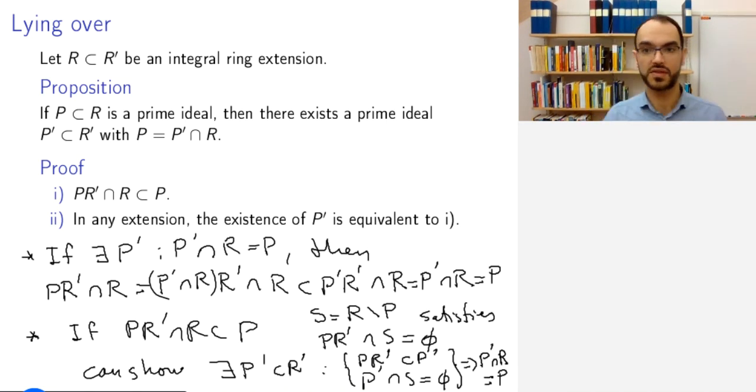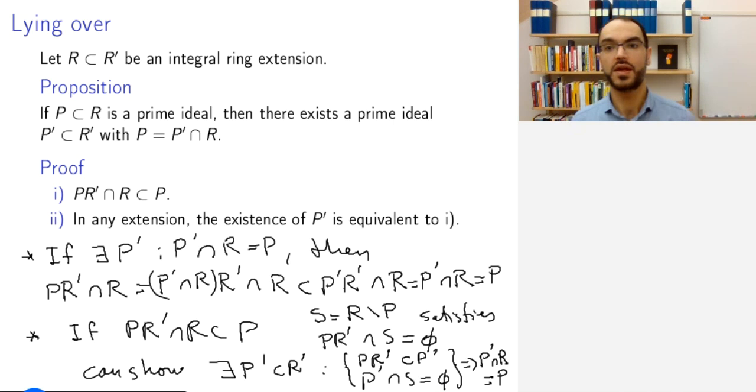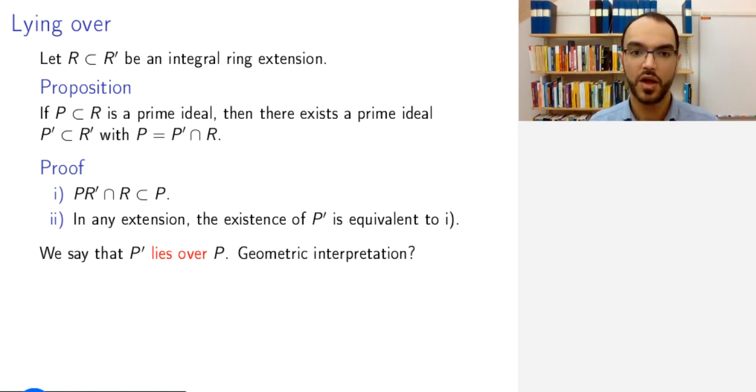So the idea here is to use the fact that in the localization, things are included in maximal ideals and they come from prime ideals in R prime. So we don't construct P prime constructively, but we know that it exists. When we have this property that we have this ideal P and P prime such that P prime intersect R is P, we say that P prime lies over P. And now pause and draw the appropriate pictures and try to get a geometric explanation of what is going on.